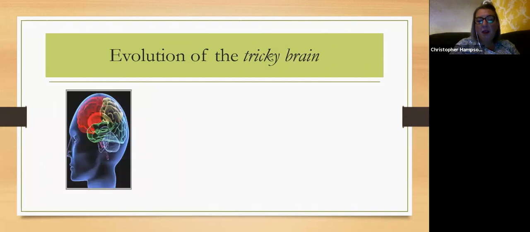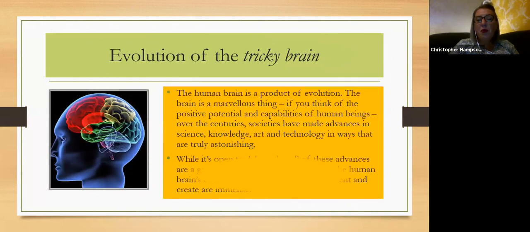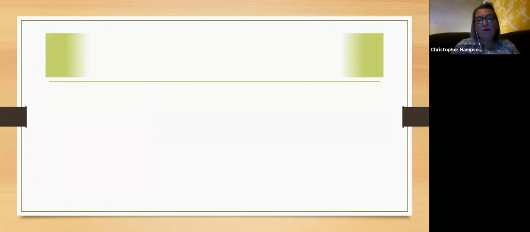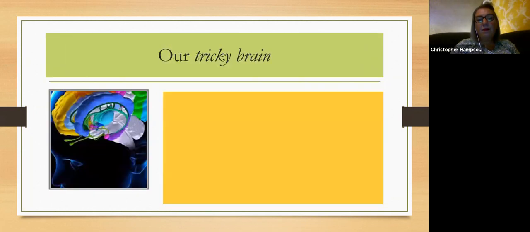The evolution of the tricky brain. The human brain is a product of evolution. The brain is a marvelous thing if you think of the positive potential and capabilities of human beings. Over the centuries, societies have made advances in science, knowledge, art, and technology in ways that are truly astonishing. While it's open to debate that all of these advances are a good thing, there's no question that the human brain's capacities to think, reason, plan, invent, and create are immense.